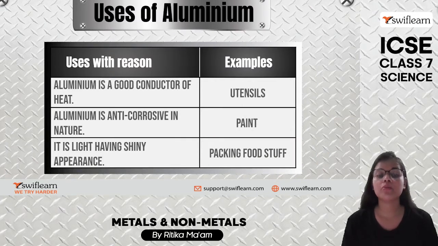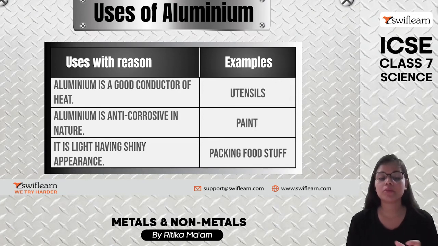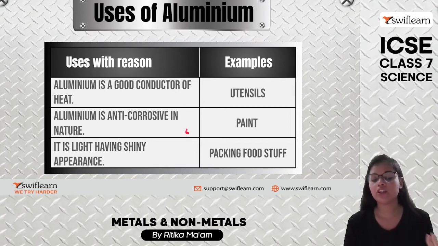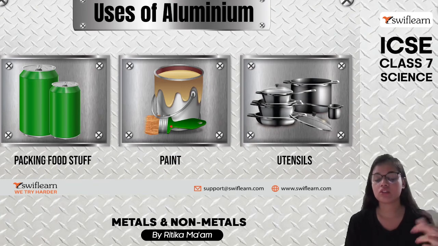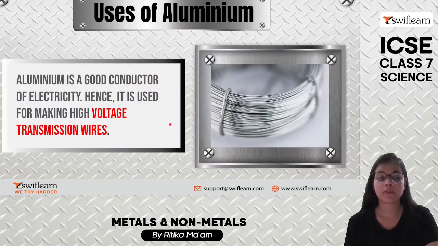Now starting with aluminium. Aluminium is a very good conductor of heat, we all know that, right? So that is why it is used in utensils, which we use in the kitchen for preparing our food. Then aluminium is also anti-corrosive. It doesn't get corroded easily, so that is why it is used in paints. Plus the surface of aluminium is very shiny and light in appearance, so we are also using it for packing food stuff. We have aluminium foils, right? So it is used in packing food stuff, in paints, and in utensils.